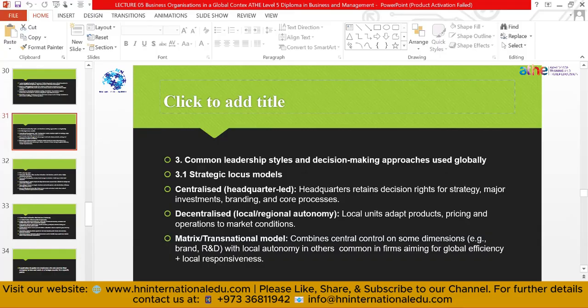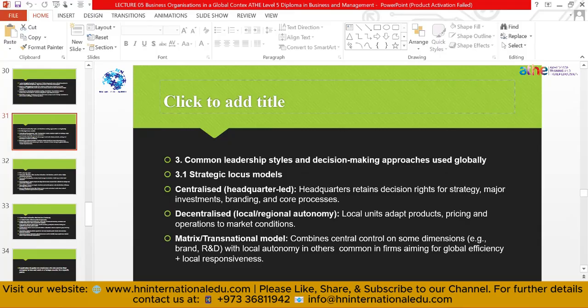Decentralized, that is, everyone has the authority, city to city, country to country. Local units adapt the product, pricing, and operations to market conditions. Like in Pakistan, we do not have the paneer burger or aloo tikki burger, but in India we have it because the locals like it. Got it? So they have taken the decision, but everything is approved by the headquarters first.